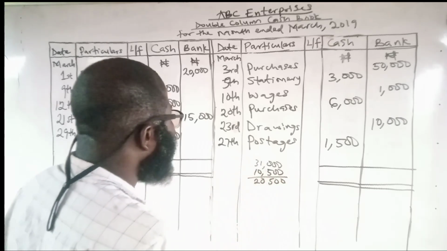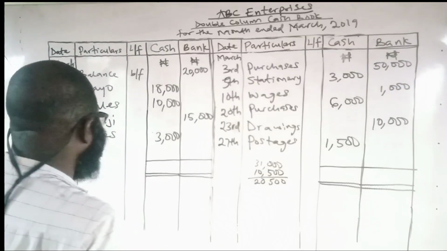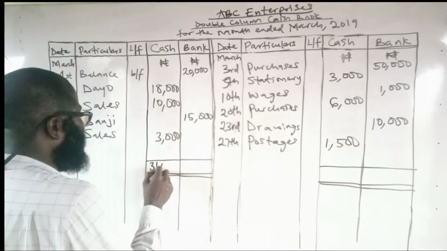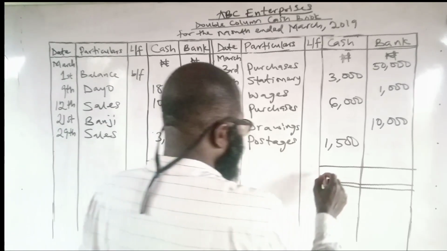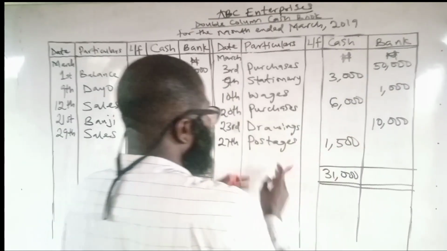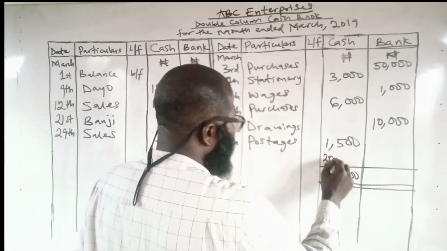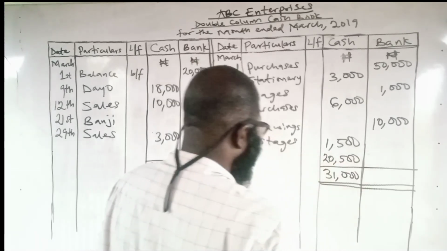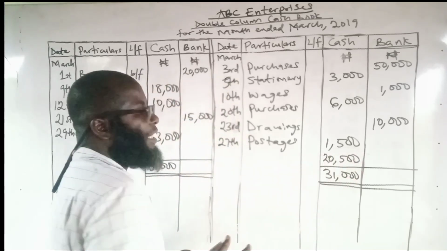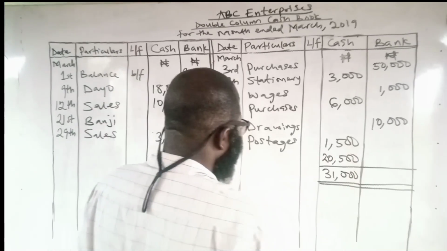Then we have 20,500 naira. So this means 31,000 naira. Then come here as well, write 31,000 naira. Then by the time we deduct this, we have 20,500 naira. Meaning that this is the balance we are still having in the cash account.